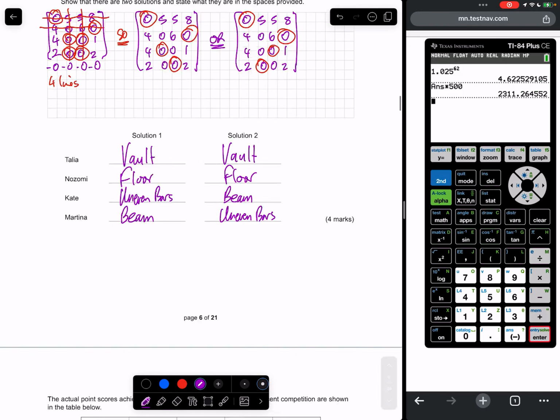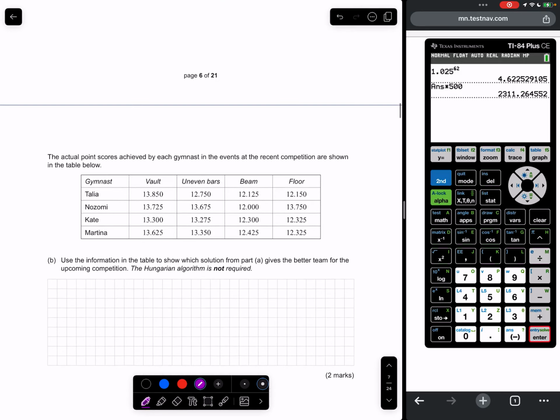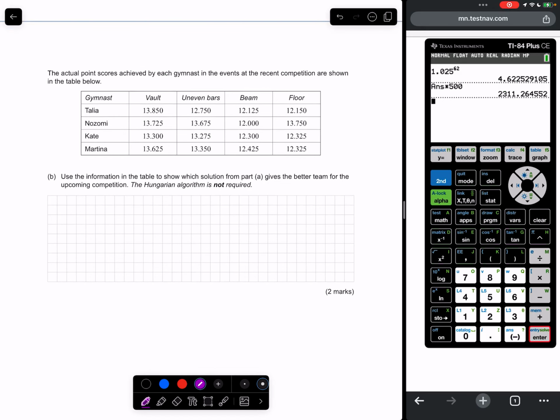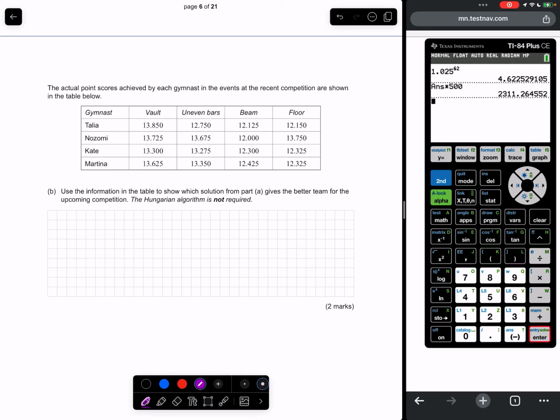Alright. Is that page done? Page 6 of the whole thing, page 5 of actual questions. The actual point scores achieved by each gymnast in the events are shown below. Use the information in the table to show which solution from part A gives the better team for the upcoming competition. I'm going to have to use different colours here. These were always the same, but we had the option of this and this, or this and this.